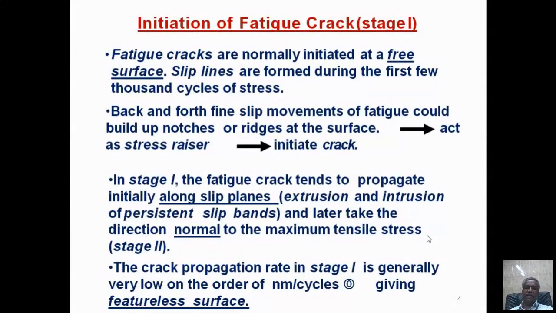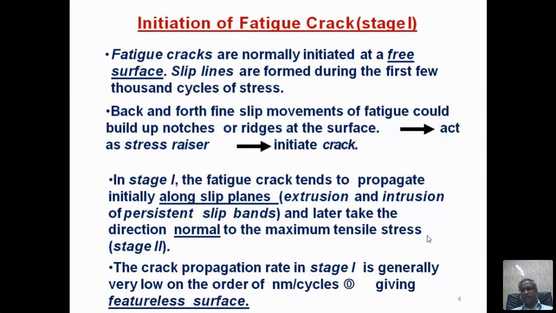How does the crack initiate? There are many mechanisms; many metallurgists have given a lot of philosophies. What all the mechanisms point to is that petty cracks normally initiate at a free surface. Generally, cracks will initiate from the surface. Why from the surface? We'll discuss the surface effect at the end of this lecture.